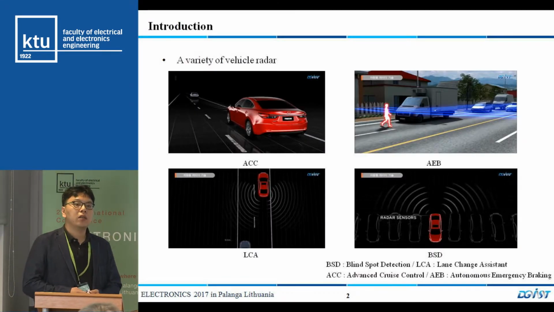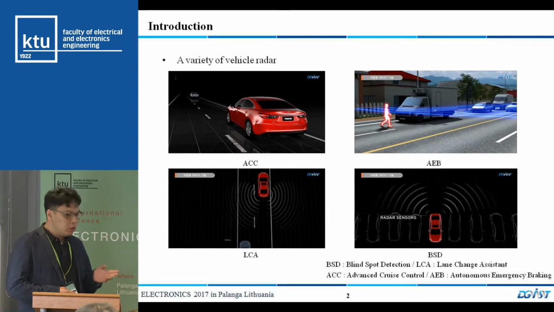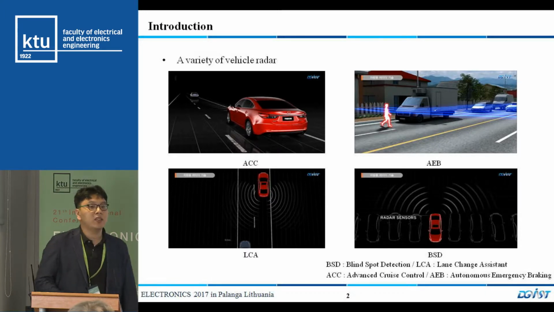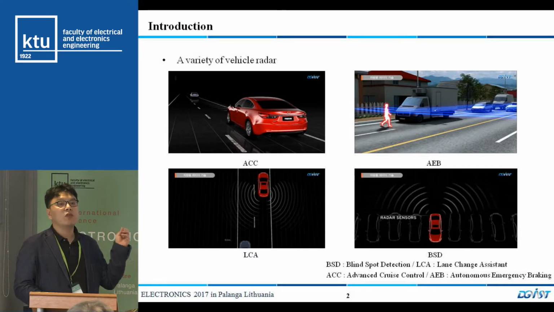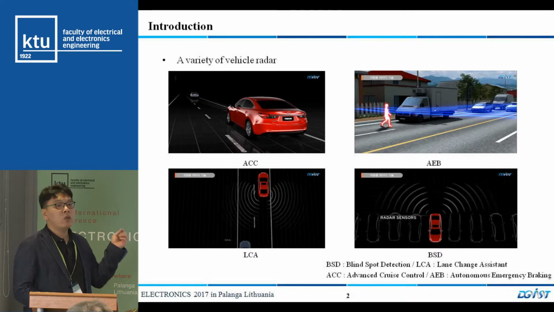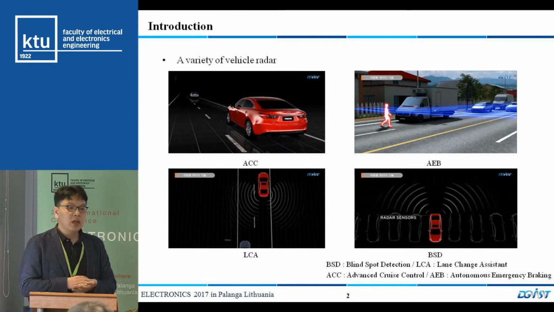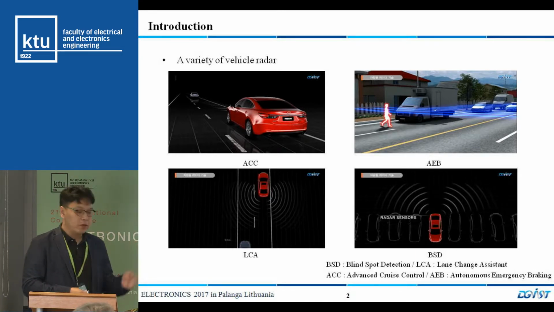As you can see, radar is used for automotive applications, such as advanced cruise control, autonomous emergency braking, lane change assistance, and blind spot detection. All these applications are very useful for automobiles, especially when the driver wants to change lanes or handle some change in the road situation. This sensor is very useful.